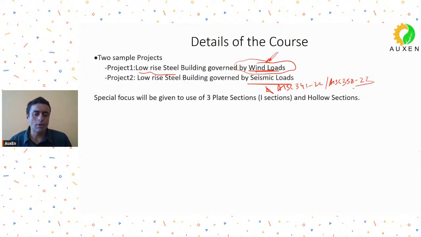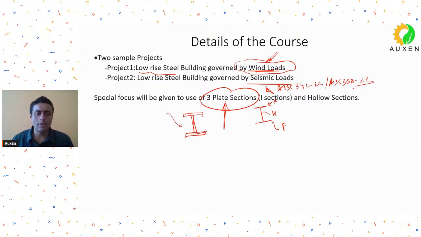Very good. Special focus will try to give on three plate sections. Three plate section means this type of a section where you have two flanges and one web. Why are we giving focus on these types of sections? Because they find extensive use in steel construction. Also, with the increasing popularity of pre-engineered construction, because of the better welding techniques now available, most of the pre-engineered building construction companies prefer to use these kinds of three plate sections or built up sections.